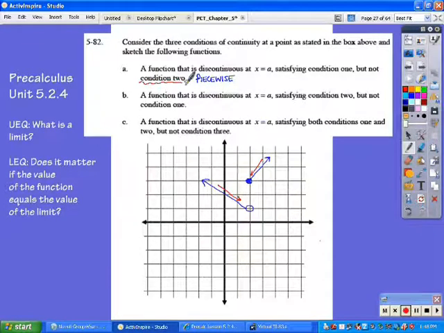Part B, a function that is discontinuous at a that satisfies condition 2 but not condition 1. So there we're looking at one where the actual point does not exist, however the limit does. So even the one we started the day with, that looks something like this. Could be an option.